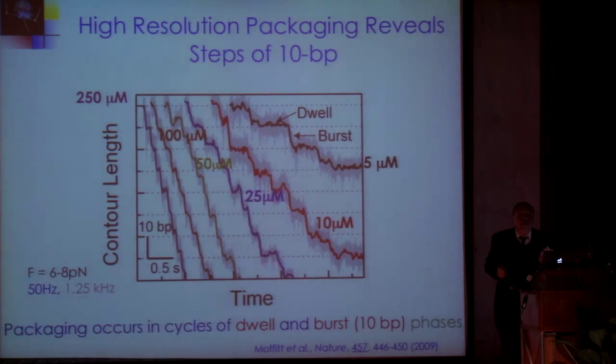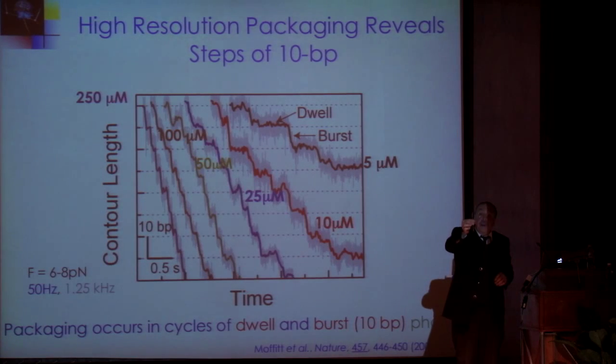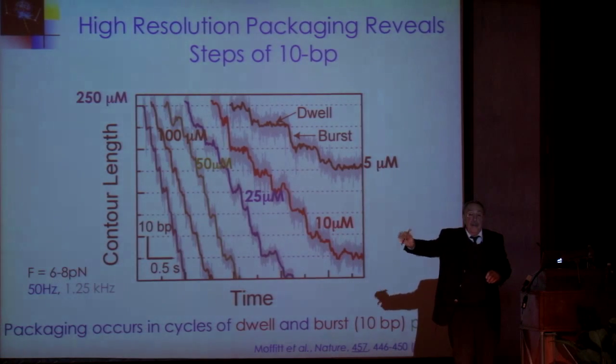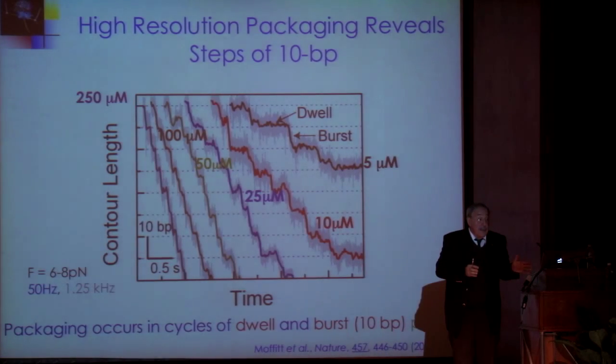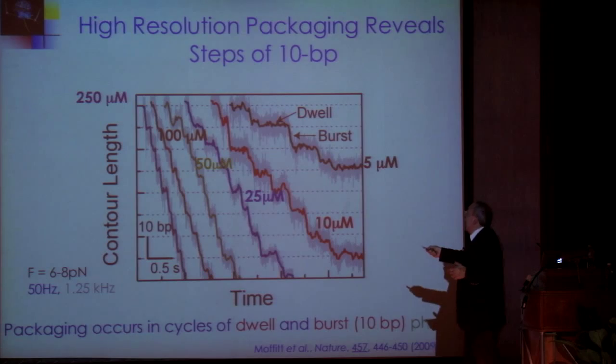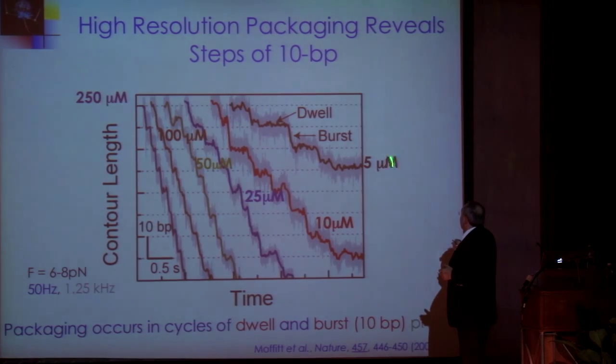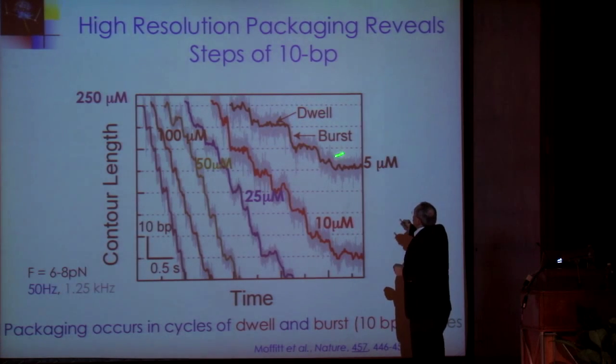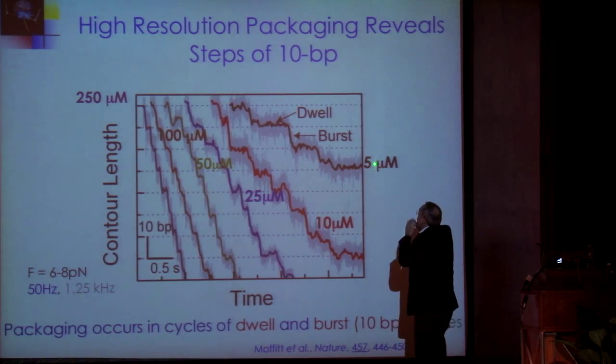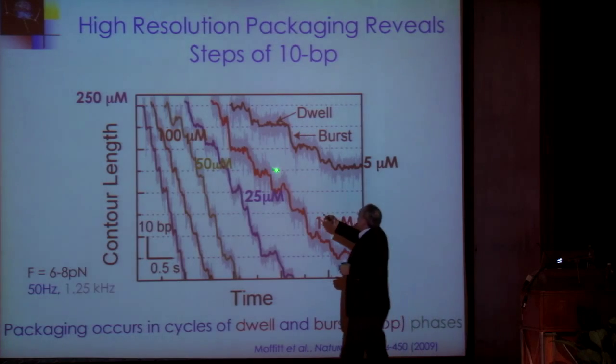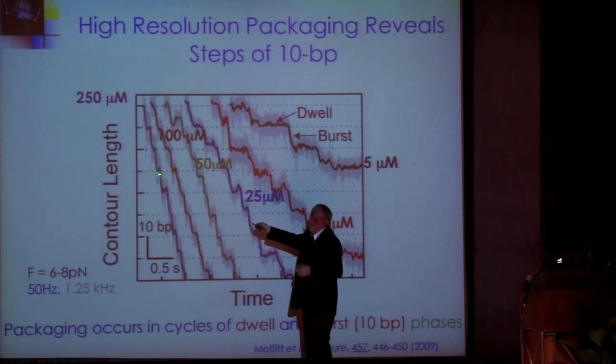And when you look at high resolution, again you see dwells and bursts, dwells and bursts. So now we are going to vary the concentration of ATP, from high concentration to low concentration, or vice versa. Notice, the dashed lines here are separated by 10 base pairs. There is a dwell, then 10 base pairs, dwell, 10 base pairs, dwell, and so on. If I increase the concentration of ATP, notice the dwell times get shorter and shorter. But the bursts are always 10 base pairs.